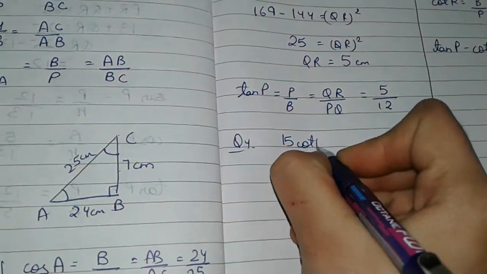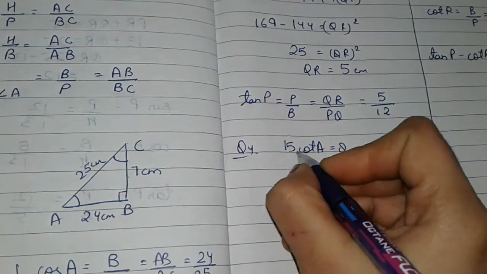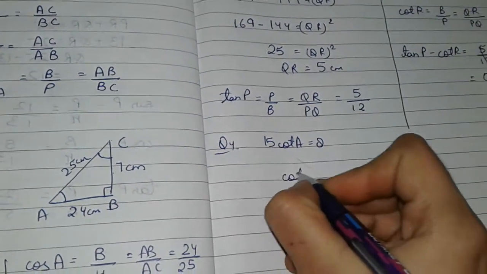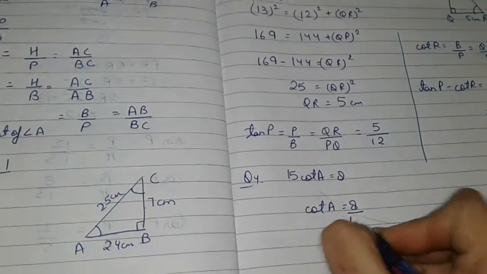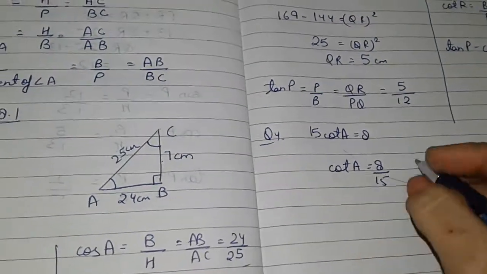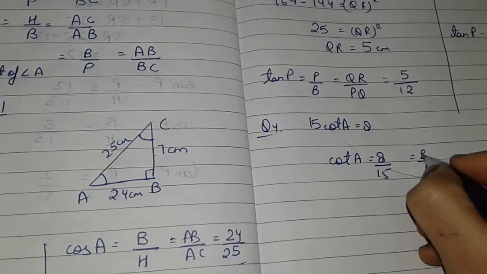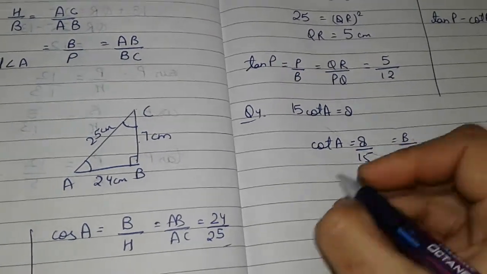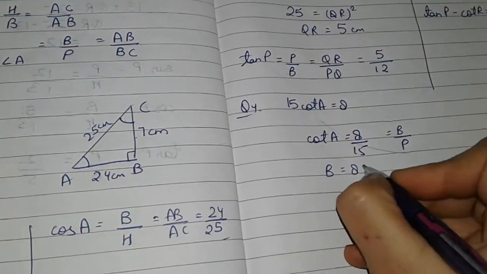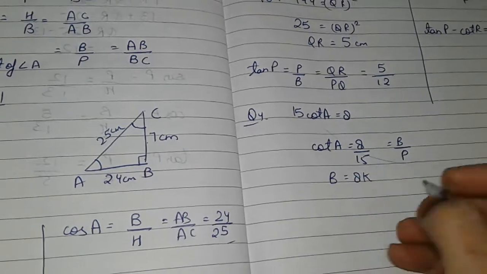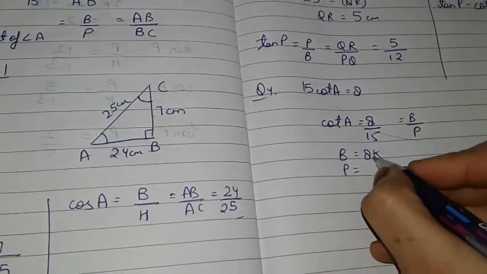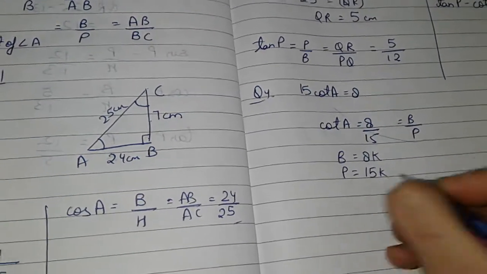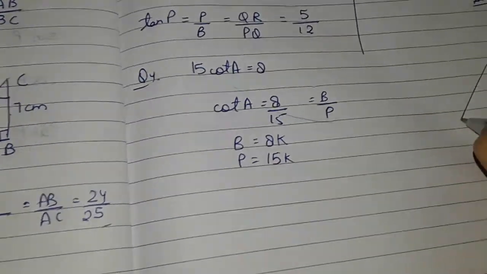15 cot A is equal to 8. Take this 15 to the denominator of 8, as cot is base upon perpendicular. So this 8 is base and perpendicular is 15. Base is 8k. I am using k, k is a positive integer. Perpendicular is 15k. Draw a right angle triangle.